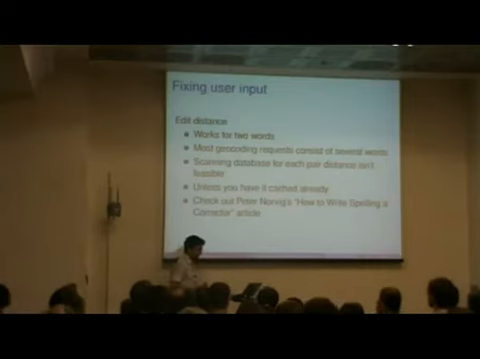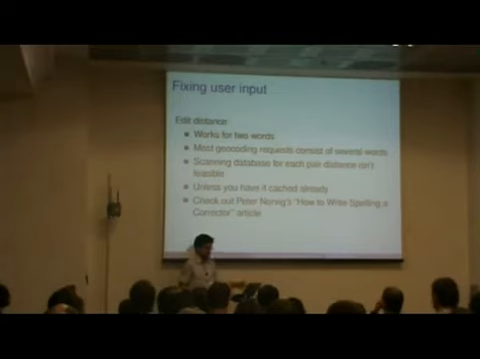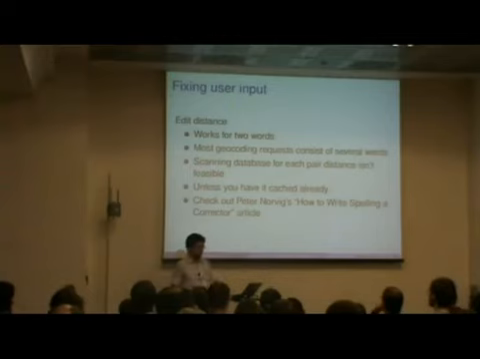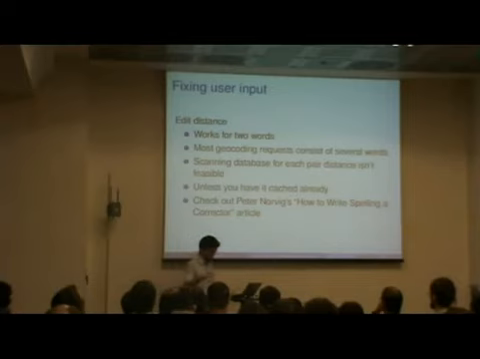That would be bad. Scanning the database for each pair distance: so say you have like, I don't know, 200,000 words, and you have Paris coming in with one mistake. Going through the whole database is not really a good solution. So you have to have some kind of graph for each word already in the database with the edit distance.